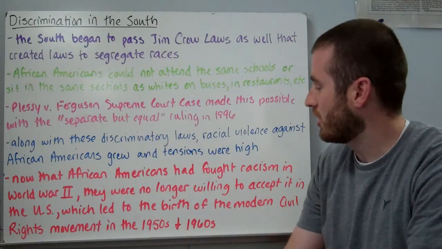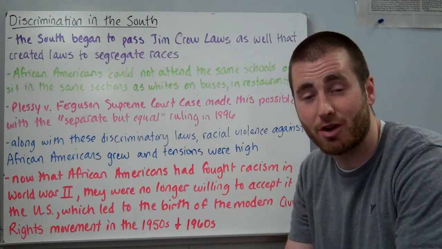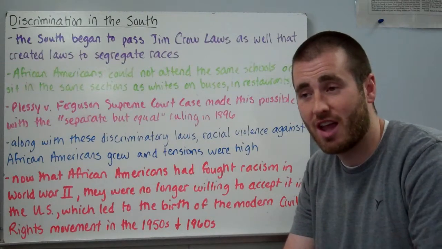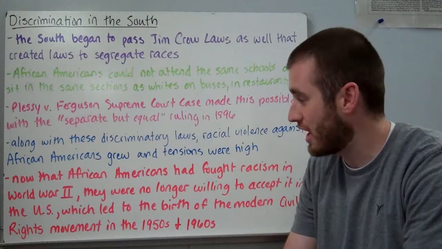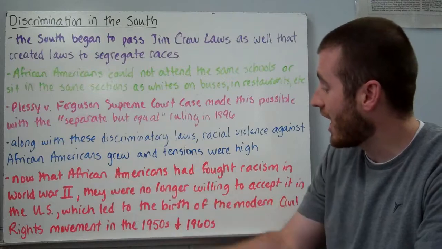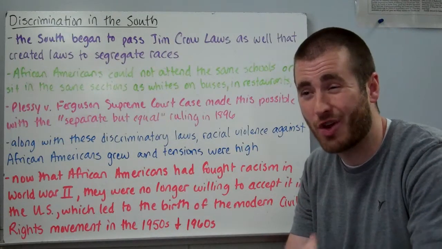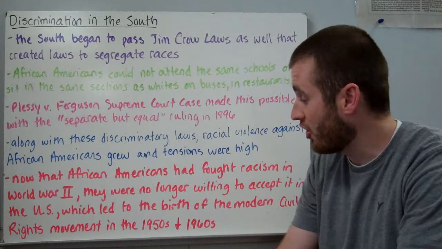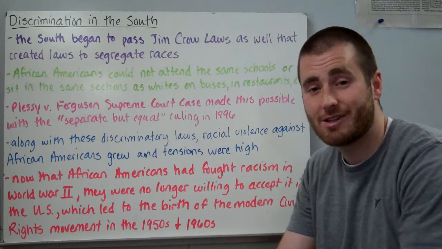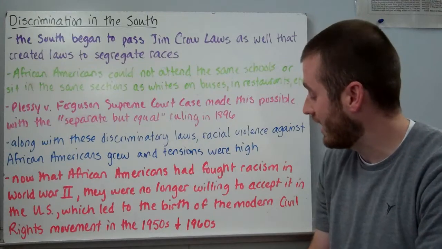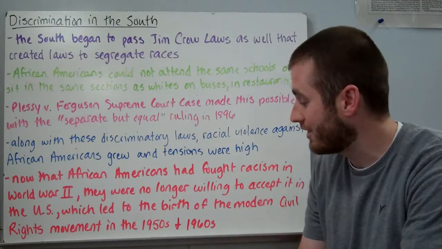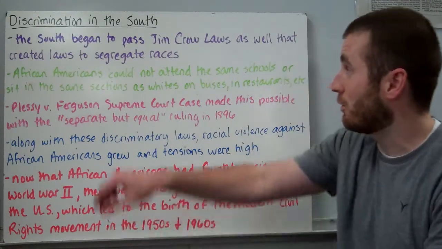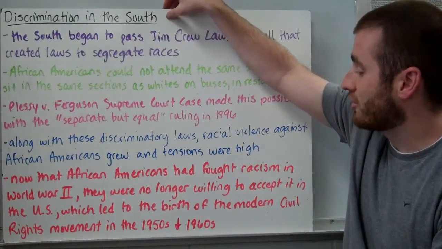Along with these discriminatory laws, racial violence against African Americans grew, the KKK, and just outward violence and hatred towards African Americans. And now that African Americans had fought in World War II against racism, Hitler's racism towards all the races over there, they were no longer willing to accept it in the United States, so they began to stand up. This led to the birth of the modern civil rights movement in the 1950s and 60s, and so that's where we are with the beginning of this modern civil rights movement.